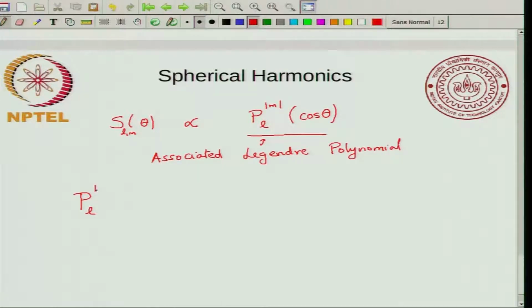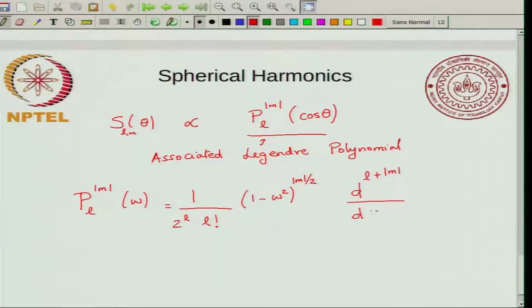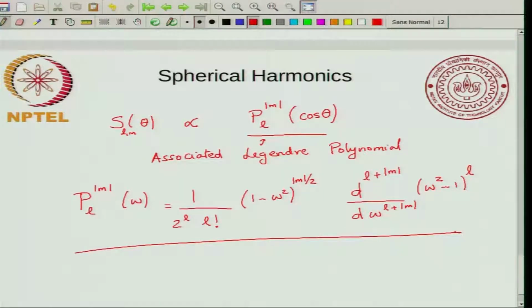If I write P L m of w, there are some constants at the beginning, just like in the Legendre polynomial. Then you have (1 minus w squared) raised to absolute value of m by 2, and then exactly like the Legendre polynomial, but instead of just L, you have L plus m derivatives of (w squared minus 1) raised to L. So this is the associated Legendre polynomial, which appears naturally in the solution of the rigid rotor problem in quantum mechanics.